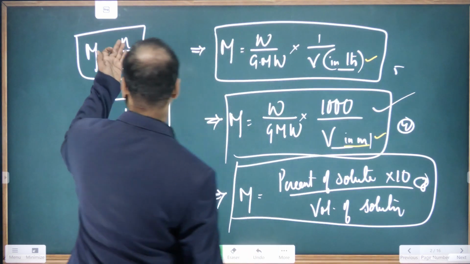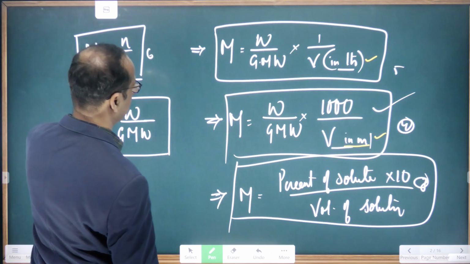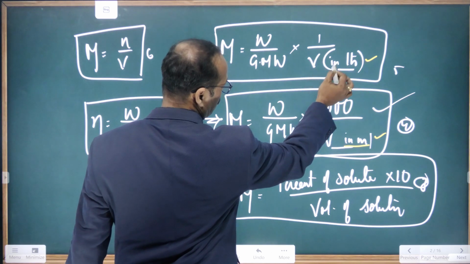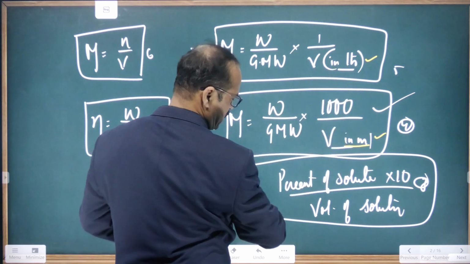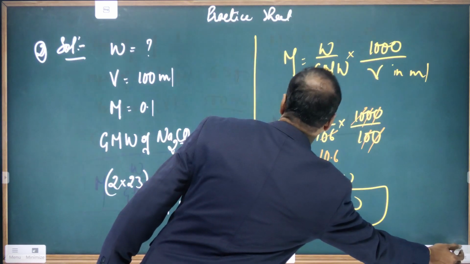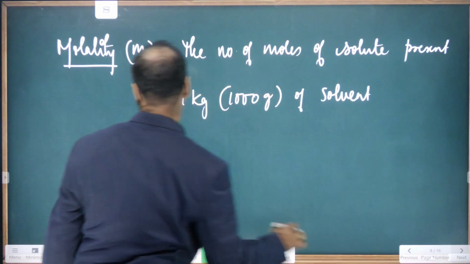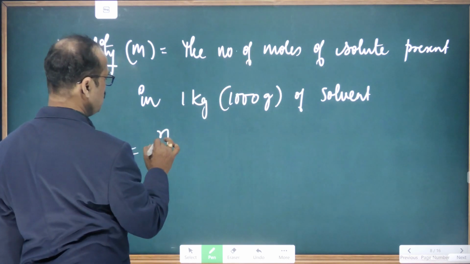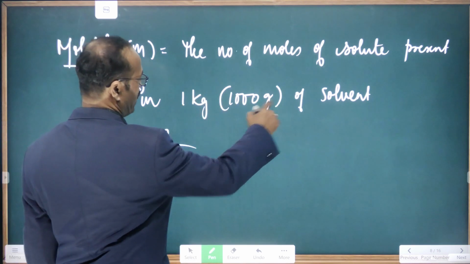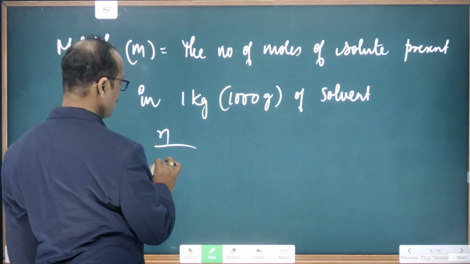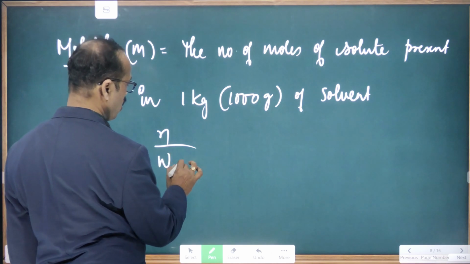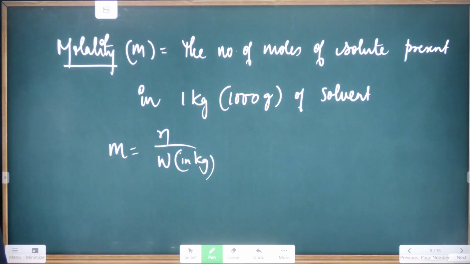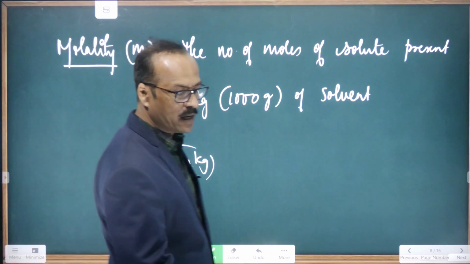Students, the formula remains the same as how you wrote the formula for molarity. Number of moles by, instead of volume, you will get mass here. Weight by gram molecular weight into 1000 by mass. Everything remains the same. So how can we write the formula? Molality, denoted by small m, is equal to the number of moles, denoted by n, divided by the weight of the solvent in kg. That is the difference between molarity and molality.